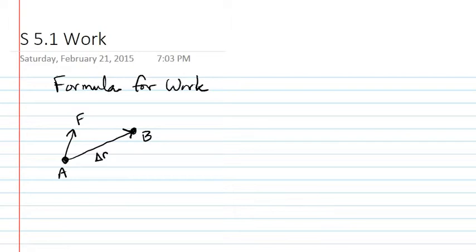In this definition, it assumes that this force is constant, and the angle that the force makes with the displacement is theta, in which case the work is defined to be the strength of the force times the length of the displacement times the cosine of the angle between those two vectors.